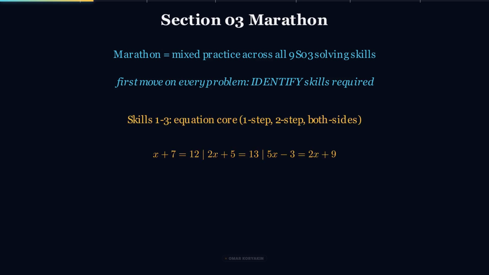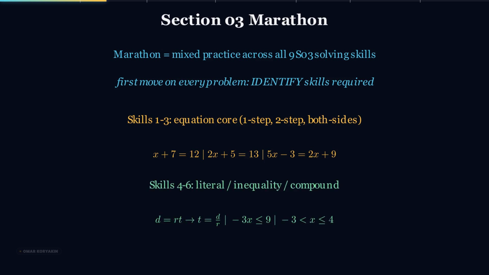Skills 1 through 3 are the equation core. 1-step inverse handles equations like x plus 7 equals 12 or 3x equals 18 with a single addition or multiplication on the variable. 2-step uses reverse PEMDAS to undo 2 stacked operations. Both sides equations add a preliminary gather step before the standard 2-step procedure. Together, these 3 skills cover most pure equation problems and form the algebra mechanics layer of Section 3.